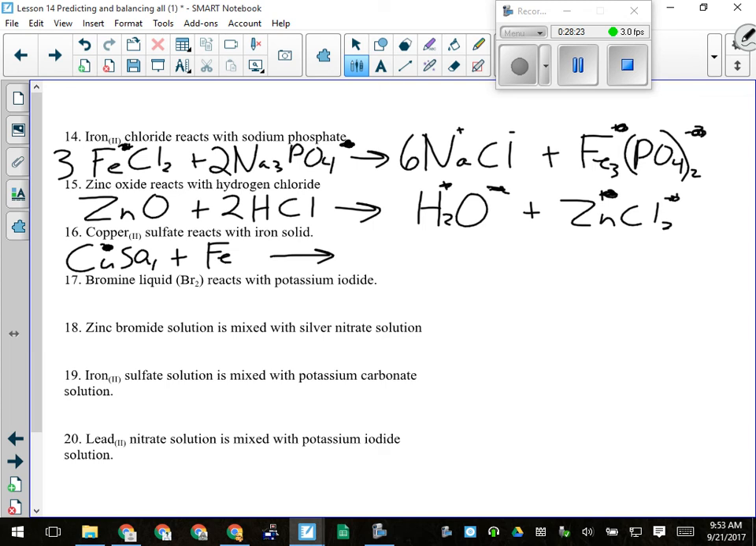So copper is going to end up by itself. Iron's going to end up with sulfate. They did not tell me what charge iron has in this reaction because there's no way to know; when iron's an element, it has no charge. So what do I go with? The most common, which is 2. So then this is a 2+, this is a 2-. It's fine the way it's written. The reaction is already balanced.